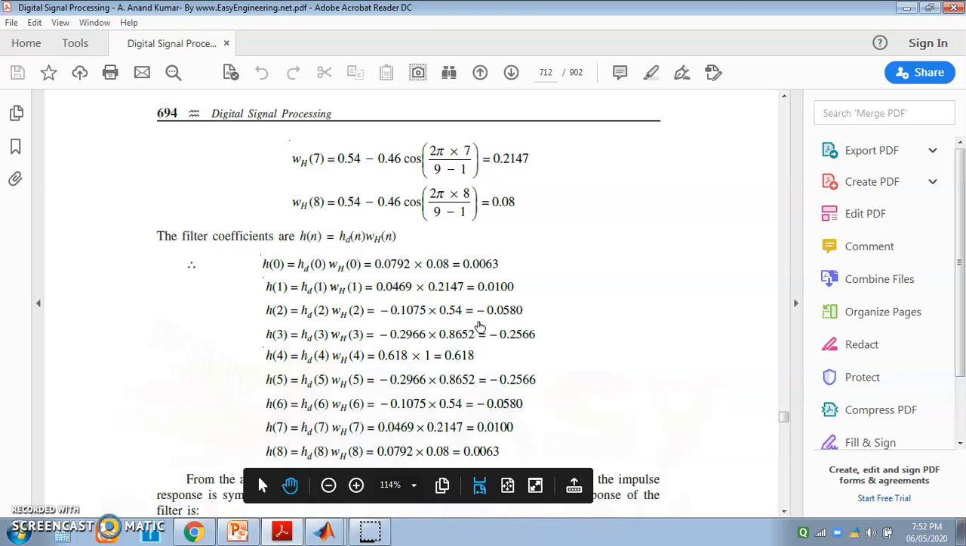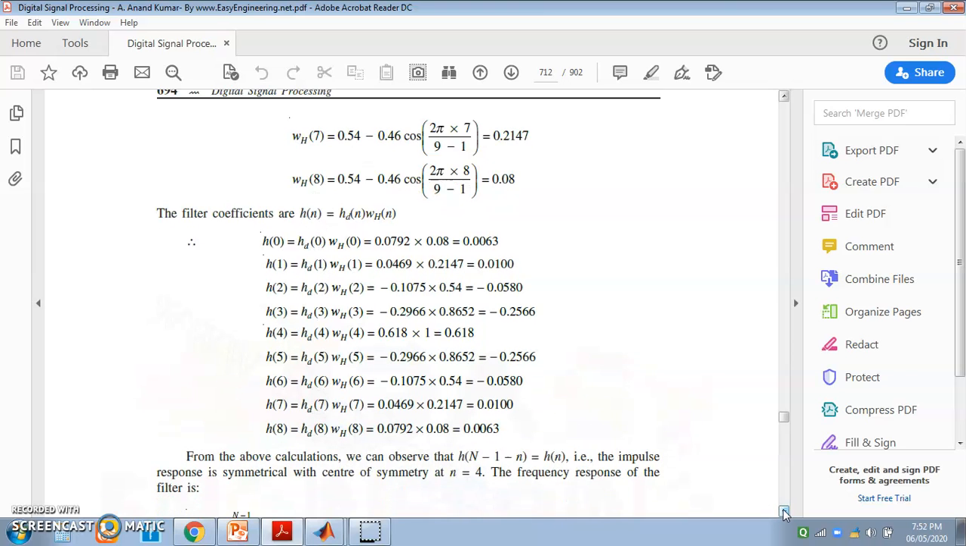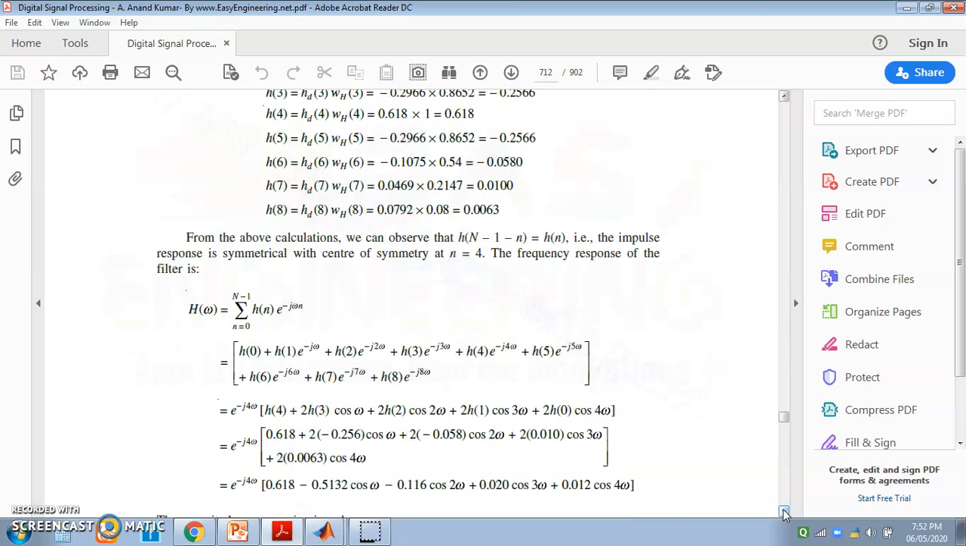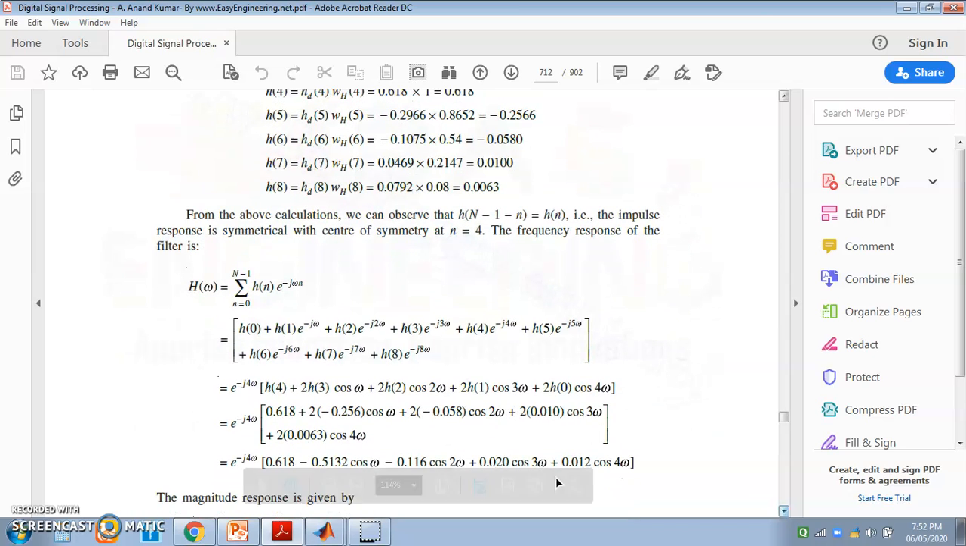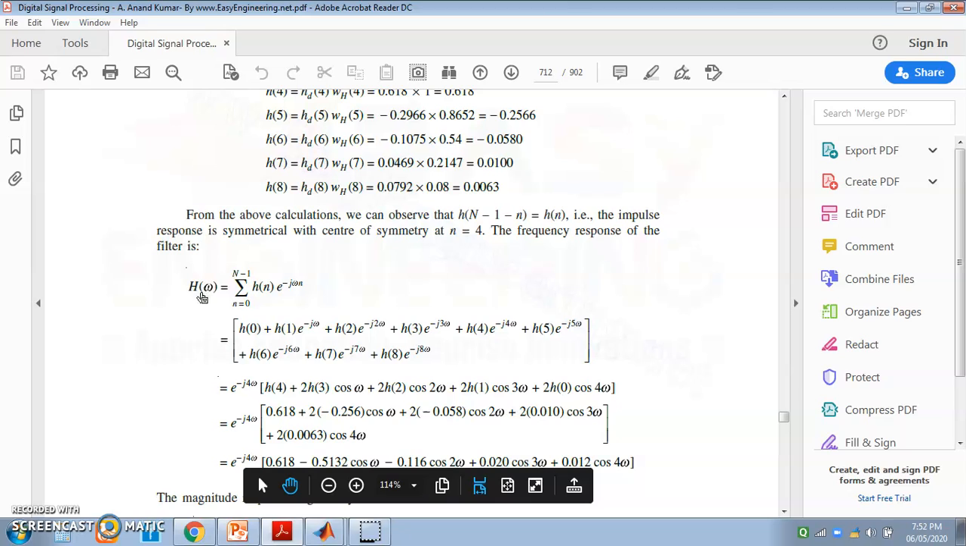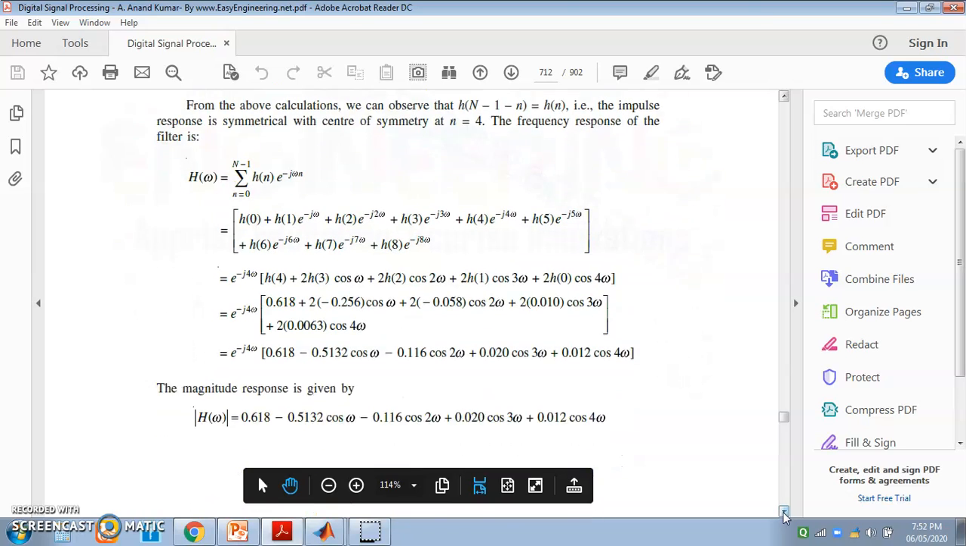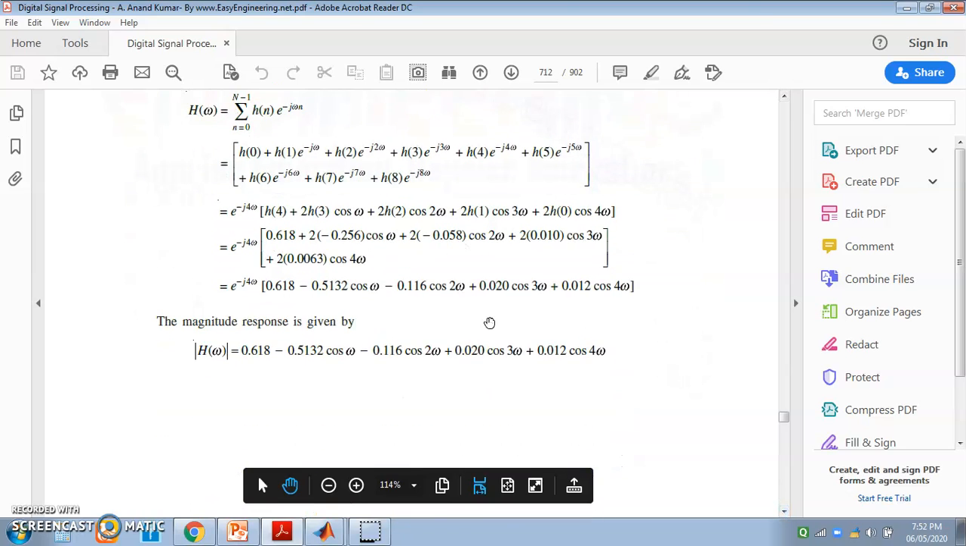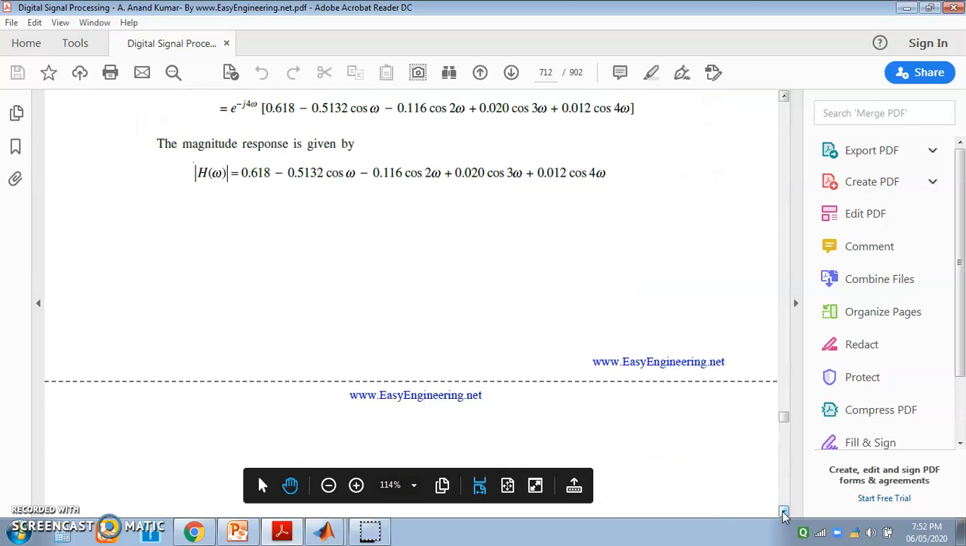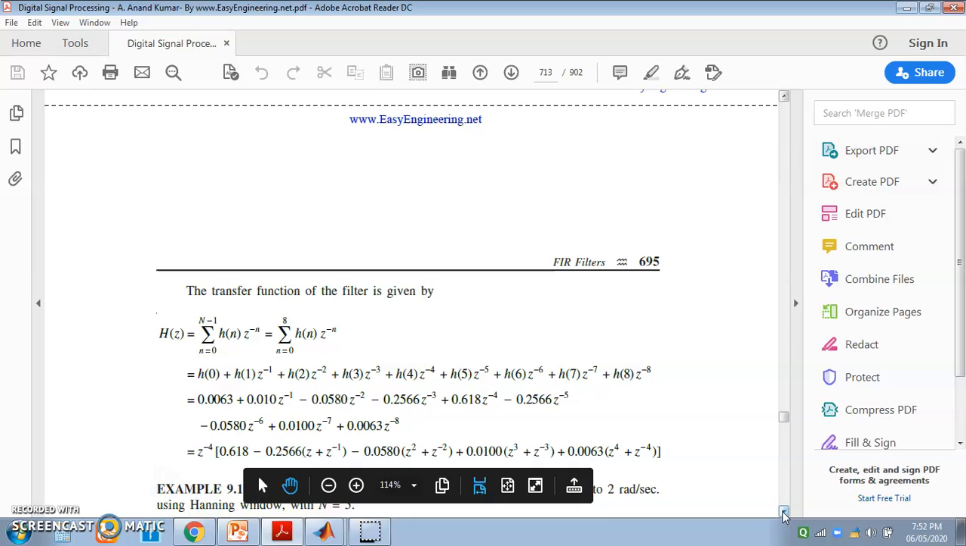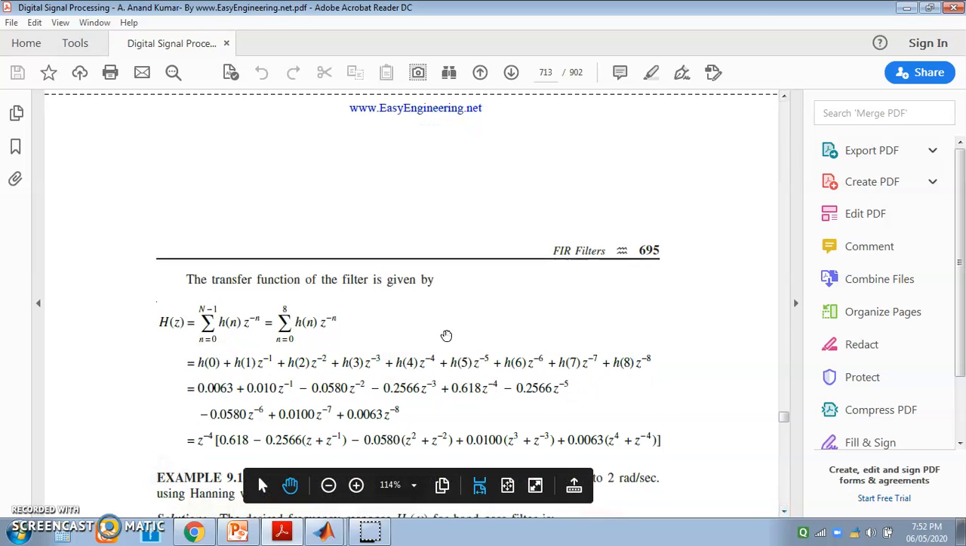And once I know the values of h of n, we can find out its transfer function for the symmetric causal FIR filter. And once we know the transfer function, we can find out its frequency response also. So here the H of omega is also mentioned over here, and we can segregate that H of omega as a magnitude function and a phase function, and that could be considered in terms of transfer function also. So it is just mentioned in reverse case, but both the cases are possible.